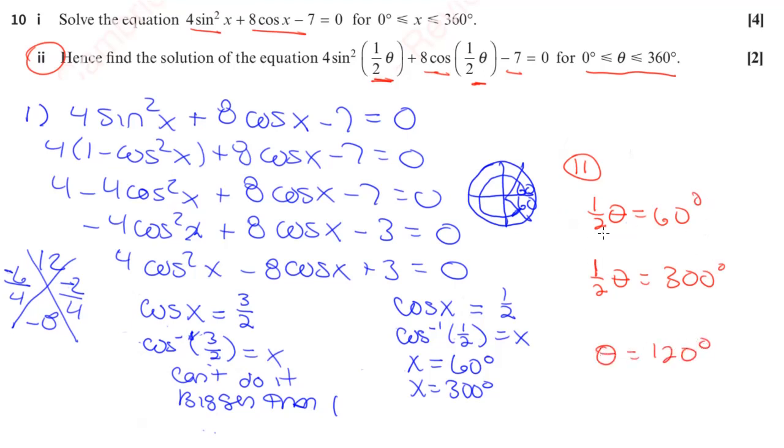Well, of course, I have to multiply both sides by 2. One answer is going to be 120, but if I multiply 300 by 2, it'll be too big. So my only answer then is going to be 120. All right, that's all there is for that one.